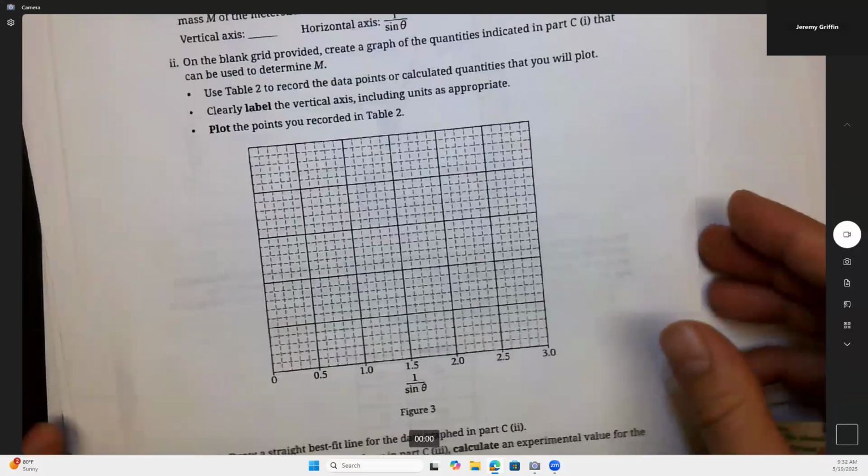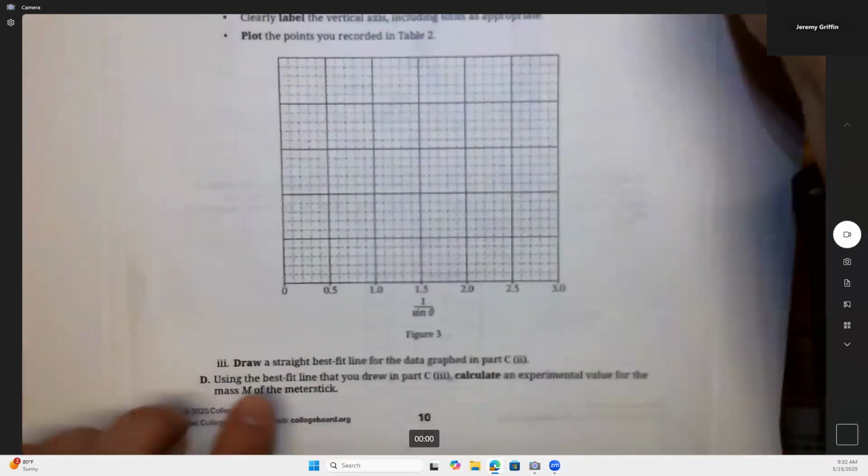Was there anything else on that one? No. Okay, I think that's it. You had to draw a line of best fit and then calculate the experimental value, and that was all. We did all of that. All right, so you guys get on number 3.